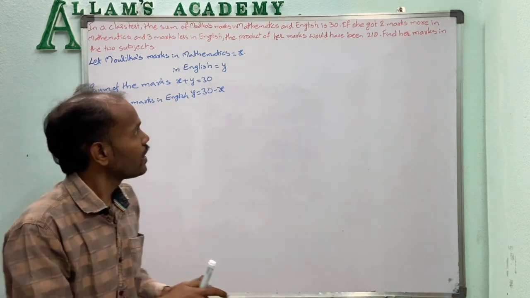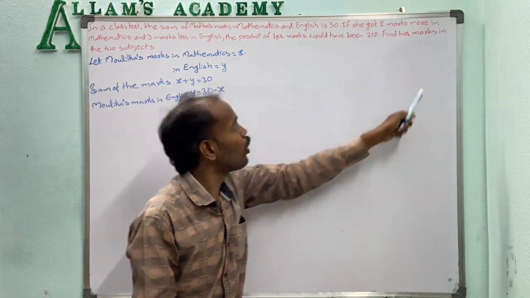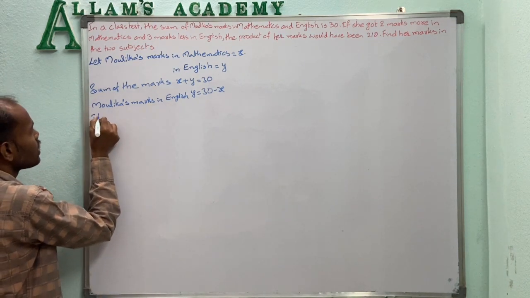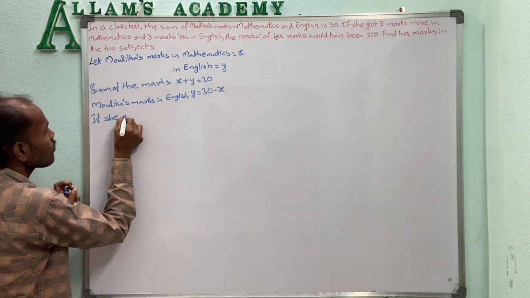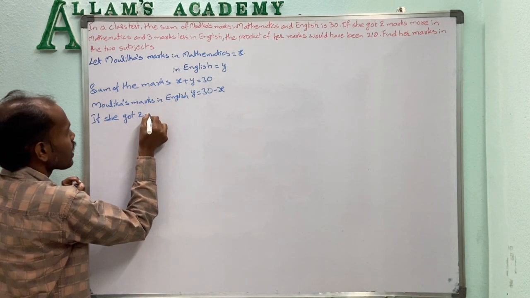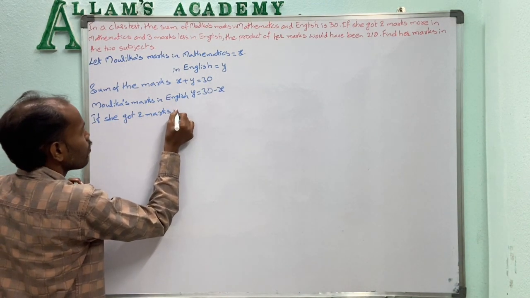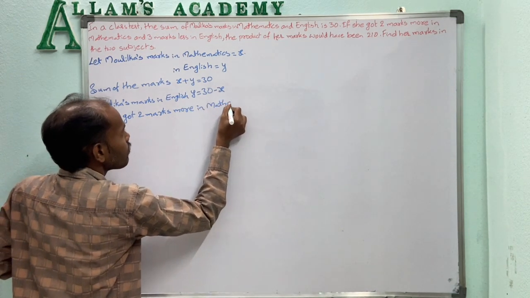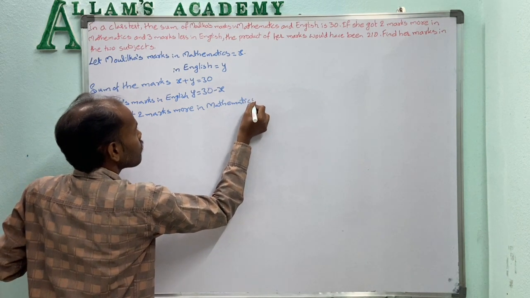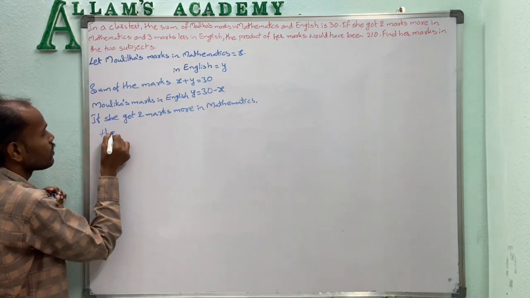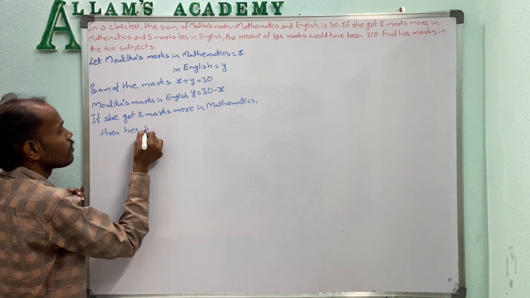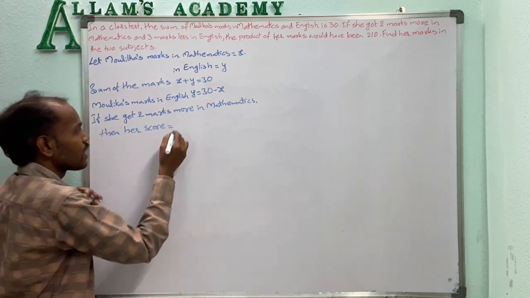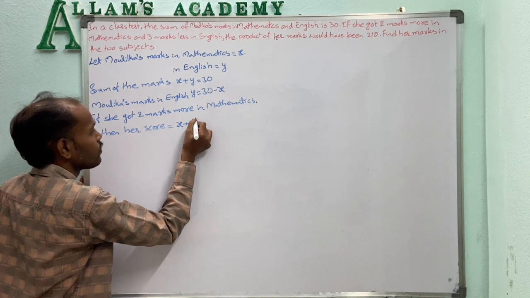Next, given if she got 2 marks more in mathematics, then her score is x plus 2 marks more, that is x plus 2.